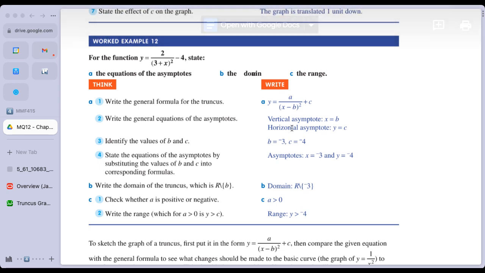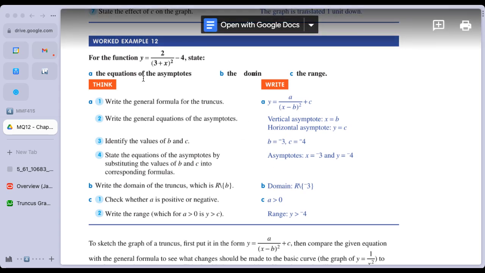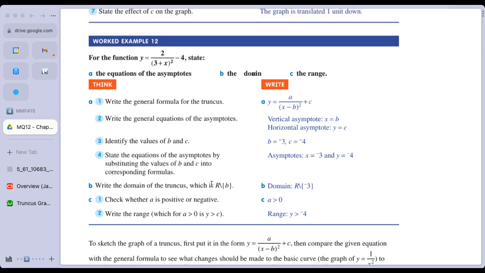So I wouldn't necessarily bother with this. You can do it if you really want the formal writing down of stuff to help structure your brain. That's fine, but you can just look at it and observe and go, yeah, I've got it from there. You can see the domain of the truncus is R without the minus 3. And you can see the range here, we have to use a different language. I would probably not use what it says there, y is greater than minus 4.